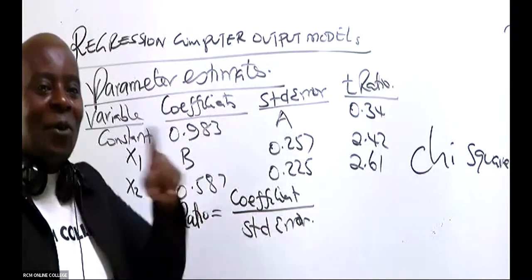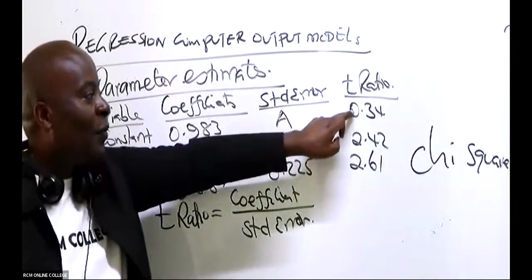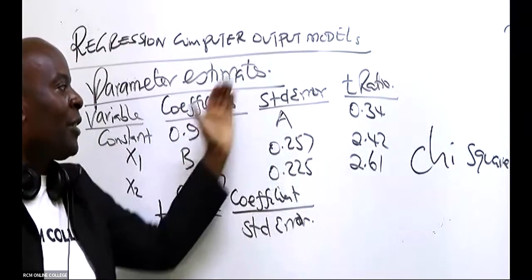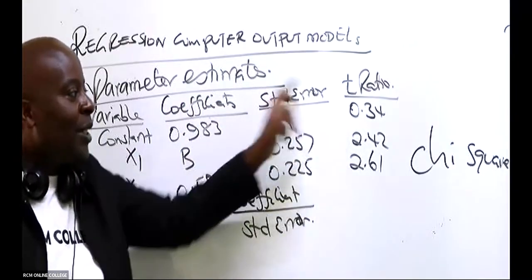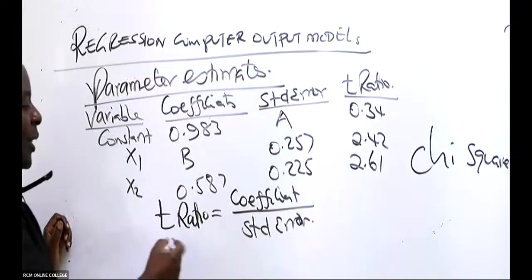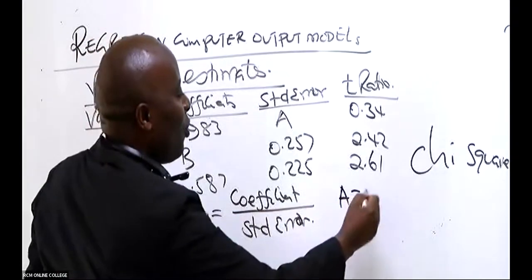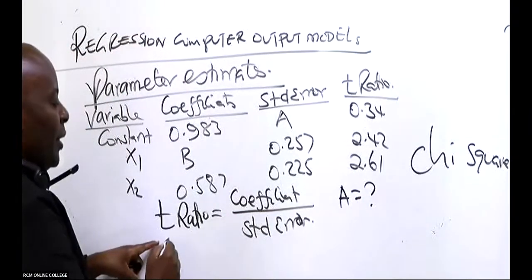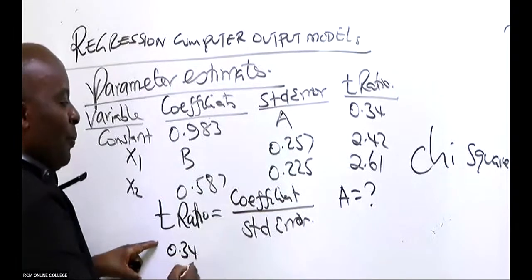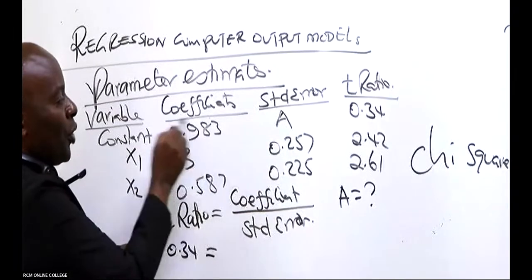Now, using this concept, we can easily get, you see, we have this T ratio. So take the coefficient by the standard error. Coefficient, so we do A. So what is the value of A? So the value of A, I'm using this one, the T ratio is 0.34, which will be equal to the coefficient.